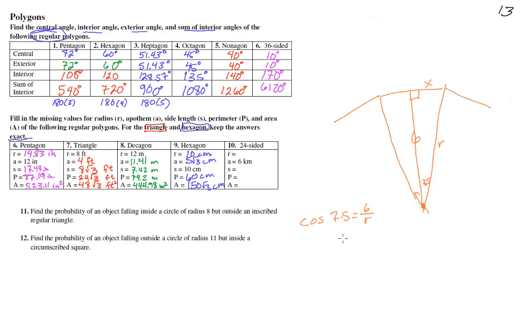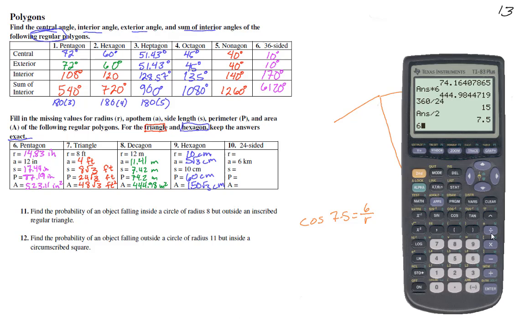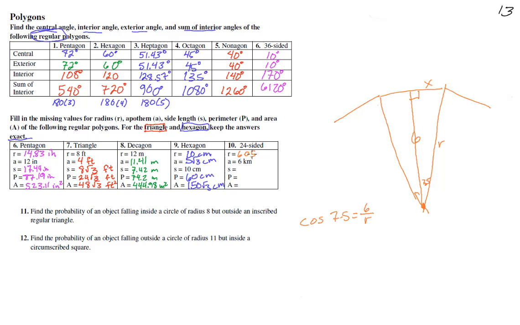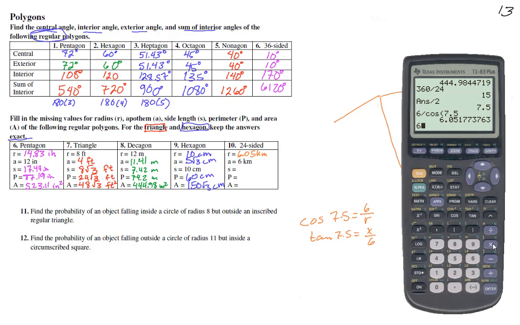There we go. So R is going to equal 6 divided by the cosine of 7.5, which is 6.05. So this is the radius, 6.05. And you'll notice that the more sides you have, the closer these two numbers get to each other. So let's find X. Tangent of 7.5 equals, we could use sine with this new 6.05 kilometers, but using the number that we have might be a little bit better for us. So tangent of 7.5 equals X over 6, and we get that X is 6 times the tangent of 7.5.